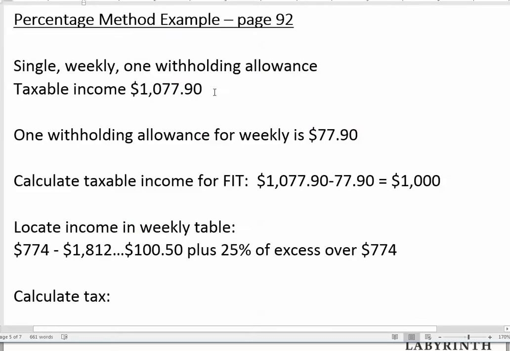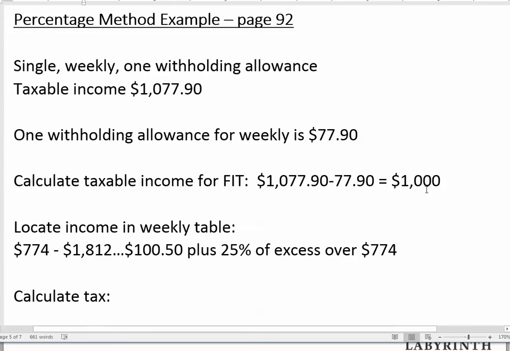So the example that's at the bottom of page 92, we have a single employee paid weekly, $1,077.90, and they have 1 withholding allowance. So we're going to look up 1 withholding allowance for a weekly individual, which is $77.90. So we'll subtract that withholding allowance of $77.90 from their total income. $1,077.90 minus $77.90 is $1,000.